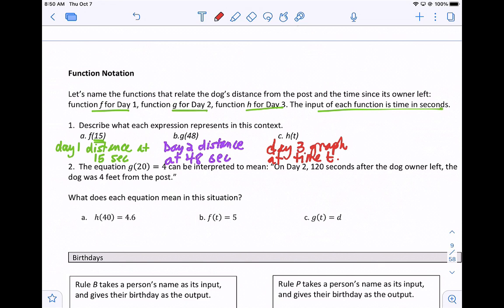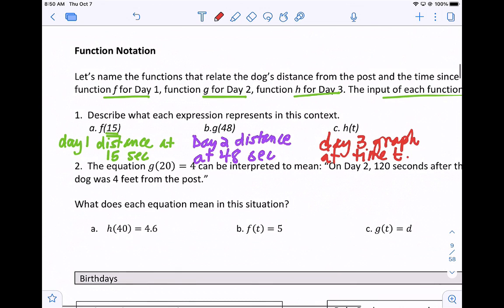Number 2, the equation g of 20 equals 4 can be interpreted to mean on day 2, 20 seconds after the dog owner left, the dog was 4 feet from the post. So this one actually gives us the answer after 20 seconds on day 2, 4 feet away. What does each equation mean in this situation?